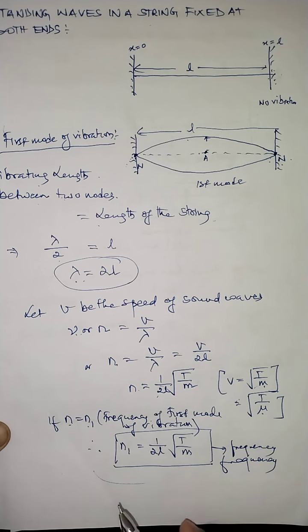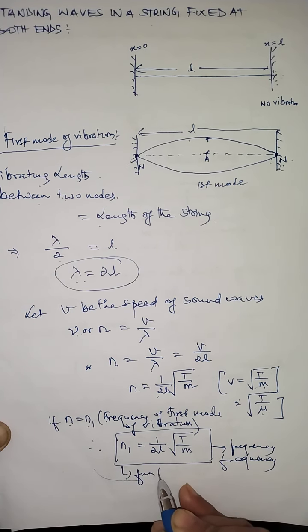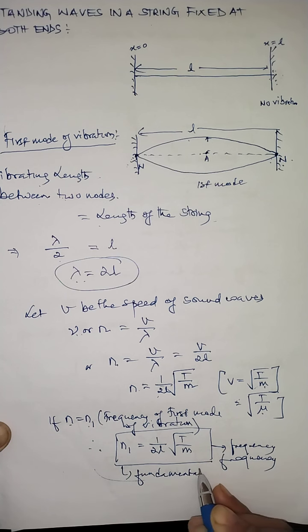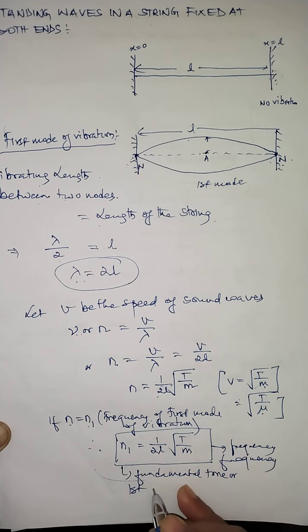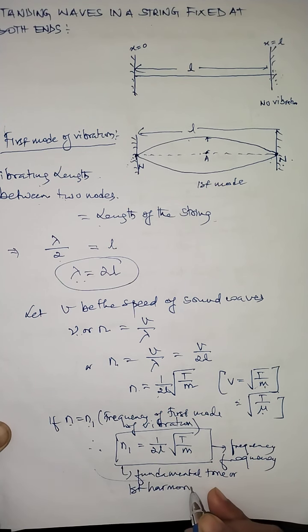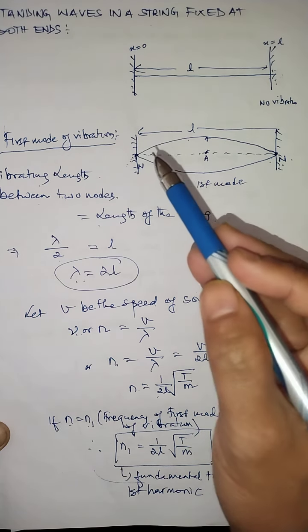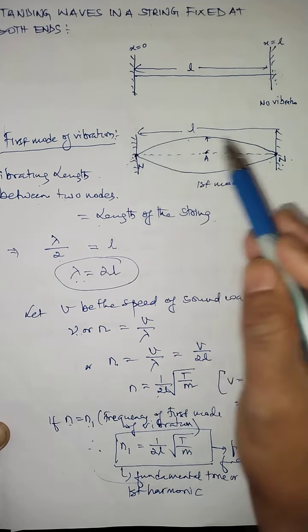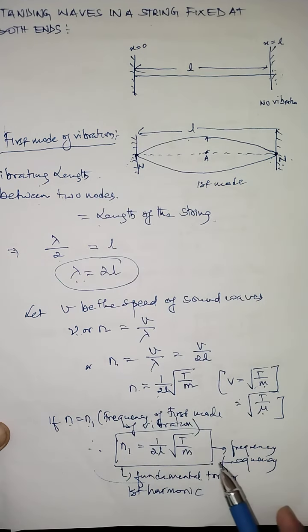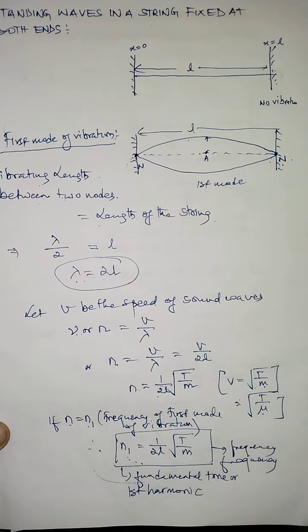In this case, the sound note produced by the string is also called the fundamental tone, or the first harmonic. To get the sound of the first harmonic or fundamental tone, we have to make the string vibrate by plucking at the middle, so that the string vibrates with the fundamental frequency, which is the frequency under the first mode of vibration.